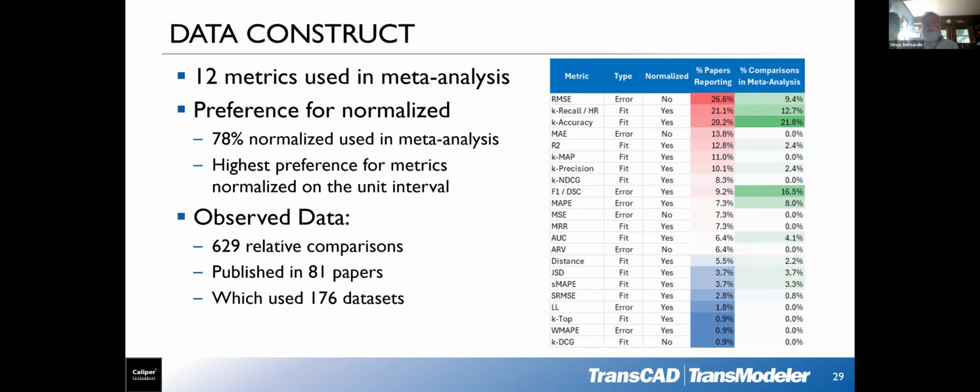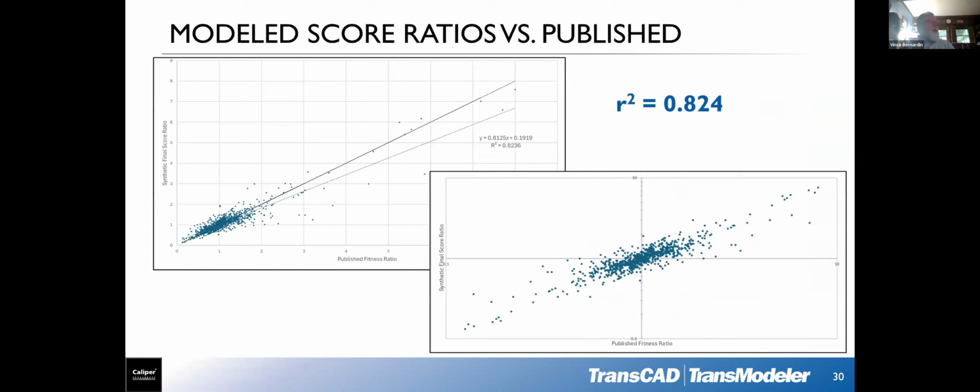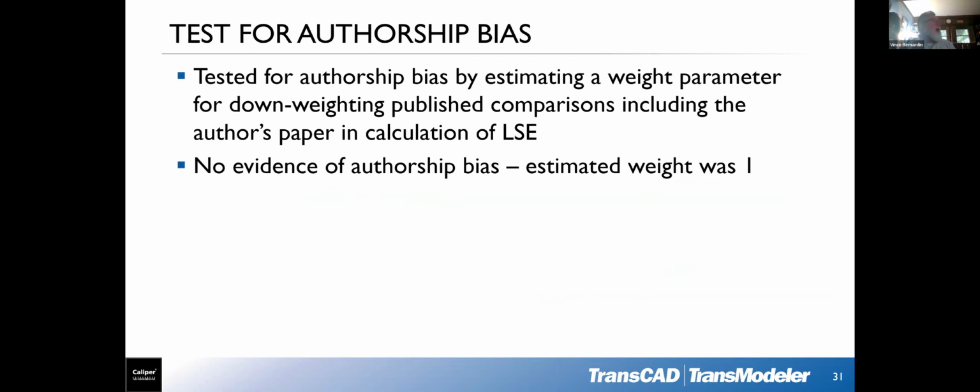In terms of the data, we had 629 relative comparisons of models published in 81 papers, which used 176 data sets. So a really nice data set of the literature to work with there. Our model exhibits a pretty good fit, so we feel good about our assumption that these comparisons are meaningful, even though they're clearly not perfect. These are the scatter plots of the published versus our synthetic modeled ratios or relative improvements.